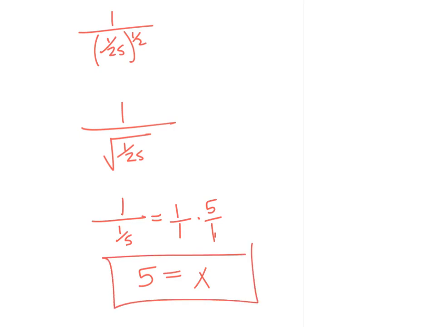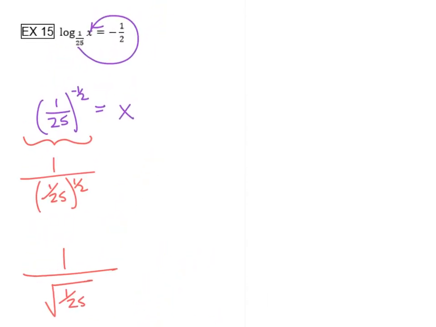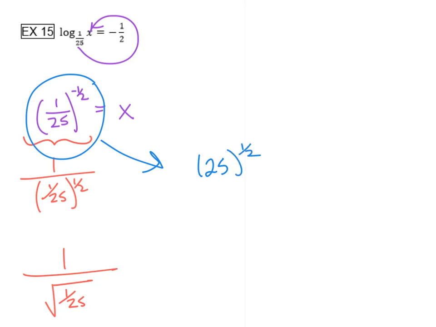That's the long way to do it. That's the mathematical way. The shortcut way says that you can take this and flip the 1 over 25 to get 25 and make your exponent positive. 25 to the 1/2 power is the same thing as square root of 25, which is 5. So a couple ways to get there.